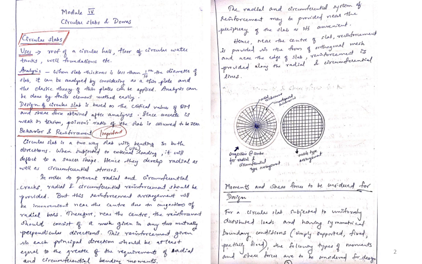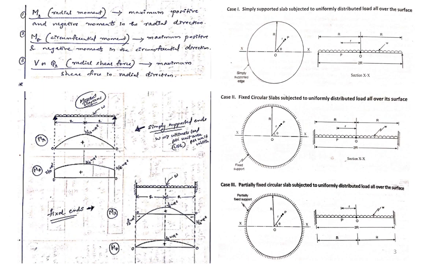So we can examine the support conditions of a slab, whether it is simply supported or fixed or partial fixity is given to the end edges of the slab. Based on this, we can see how the moments and shear forces will be varying. So we have to consider radial moment, circumferential moment, and radial shear force while designing the circular slab. And if you observe, these moments vary with respect to the support conditions of the circular slab, whether it is simply supported, fixed, or partially fixed.